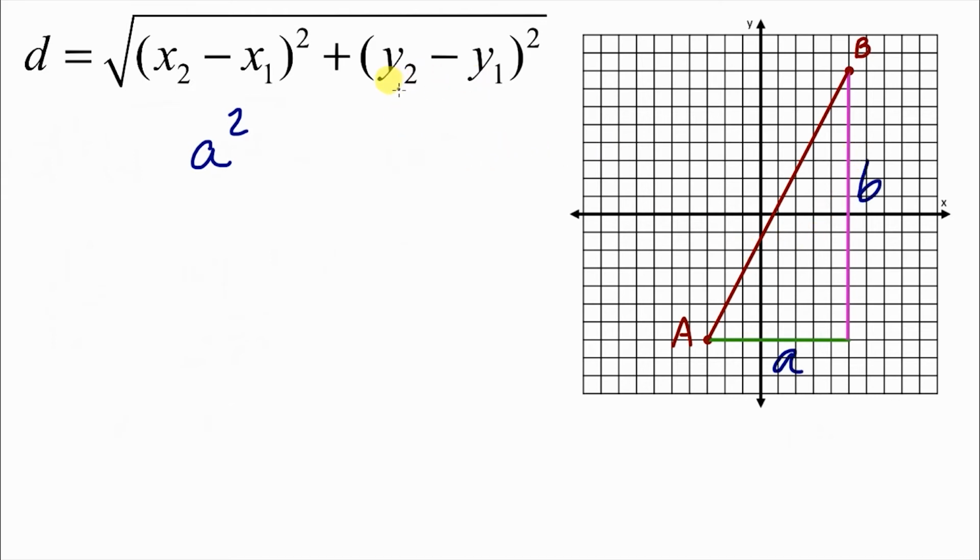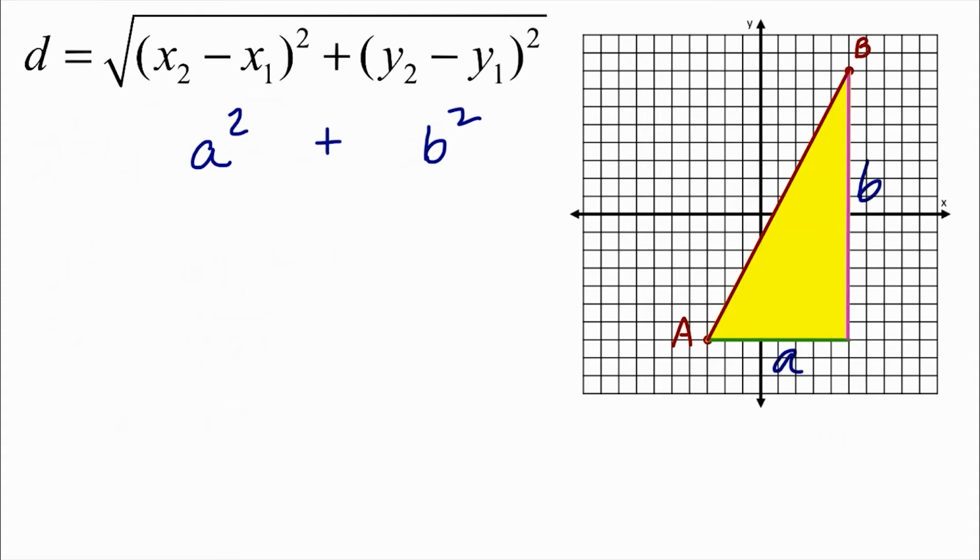And that's the distance between the y's. I'll call that B, and I'll square that too. I'll put a plus sign between them, and now you might start to see something familiar. In fact, if I call that a triangle, and I asked you what kind of triangle it is, you would definitely say that's a right triangle, because this angle right here is clearly 90 degrees.